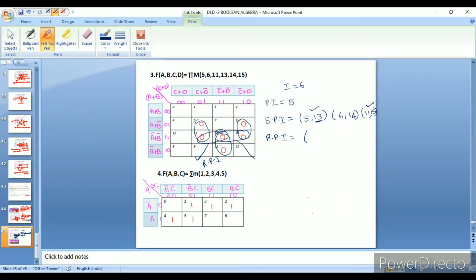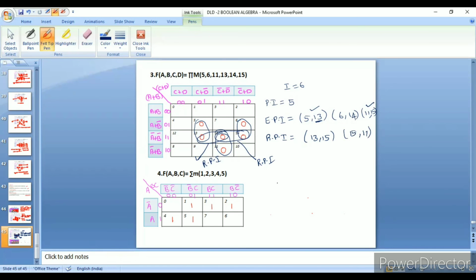And in the same way, this is also a redundant prime implicant, RPI. This particular minterm 15 is covered in this essential prime implicant, and this 11 is covered in this essential prime implicant. So the redundant prime implicants are this 13 and 15, and here 15 comma 11. So redundant prime implicants are 2 for this particular problem. Let's come to the last one.